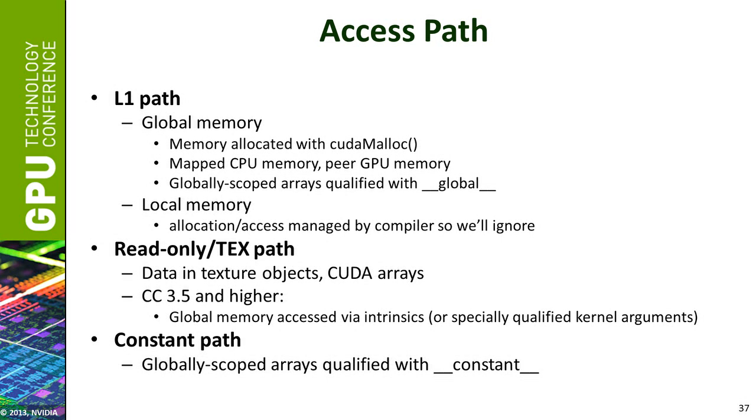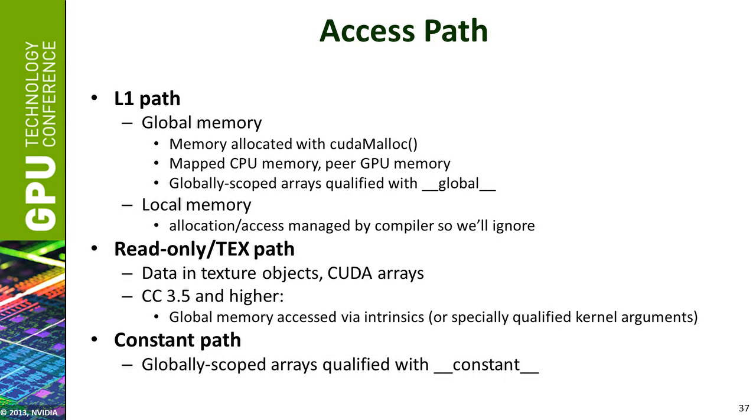Okay, so the L1 path, as I mentioned, is the default one. So all the global memory accesses by default will go through the L1 path. Global memory is anything that you allocated with a CUDA malloc call. It's also any mapped memory on the CPU host. It's also any memory on a peer GPU somewhere else on the PCIe tree. So unless you do anything special, you are going through the L1 path. The L1 path also caches local memory, but local memory you don't really code yourself. It's really memory that's used by the compiler, so I'll just skip over that.